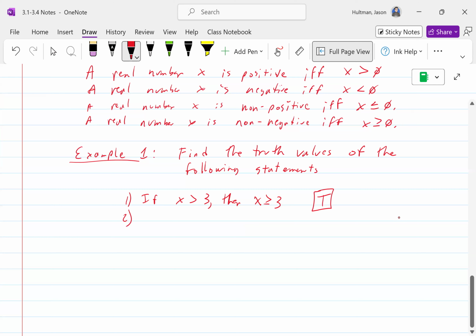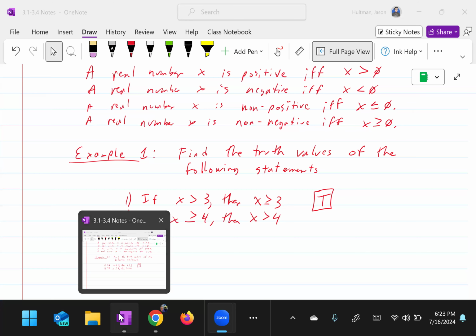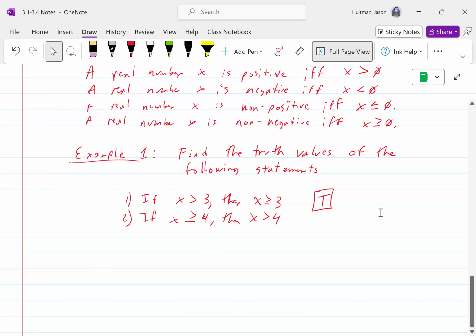Number 2: if x is greater than or equal to 4, then x is greater than 4. Is that true or false? That one is false. What's the counterexample? The counterexample is x equals 4.